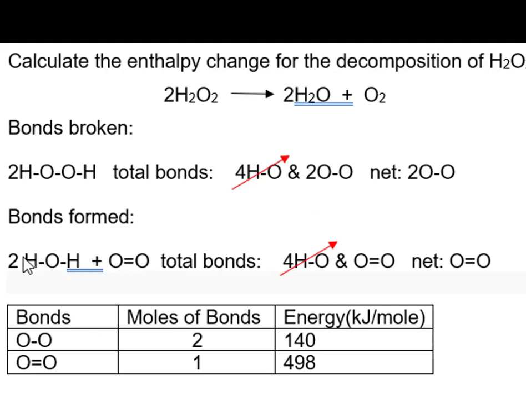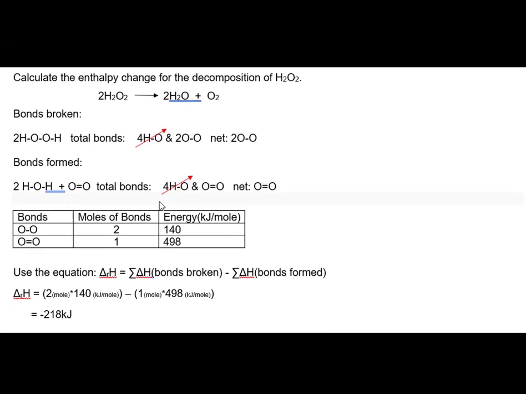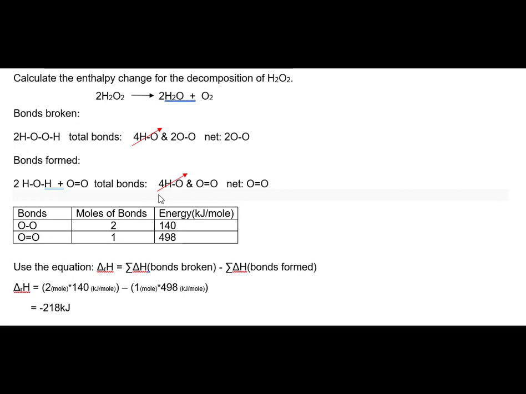And now we take a look at the bonds formed. 2 water molecules and 1 oxygen molecule. Well, in the 2 water molecules, there's 4 OH or HO bonds. There's one and there's the other. So each water molecule has 2 OH bonds. And then we multiply that by 2 because of the 2 moles in the chemical equation. So that means we have 4 OH bonds, and those 4 OH bonds will cancel with the 4 OH bonds in the peroxide.